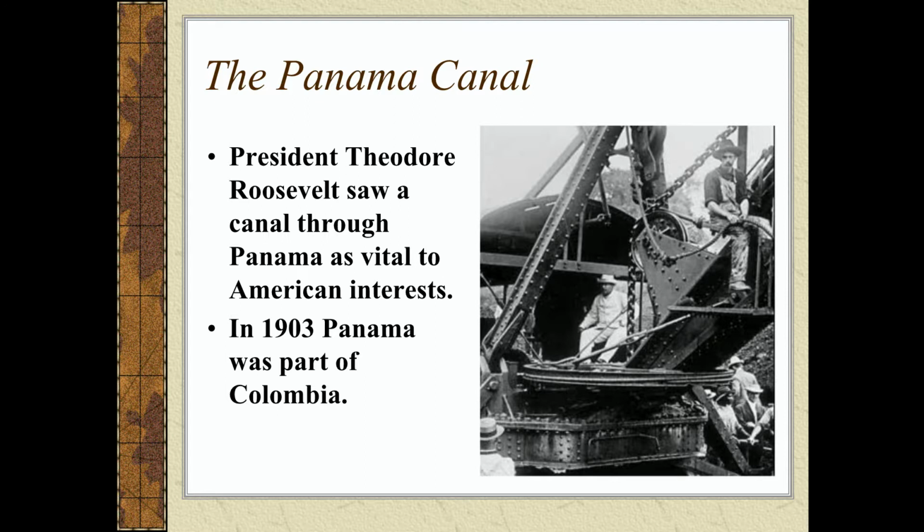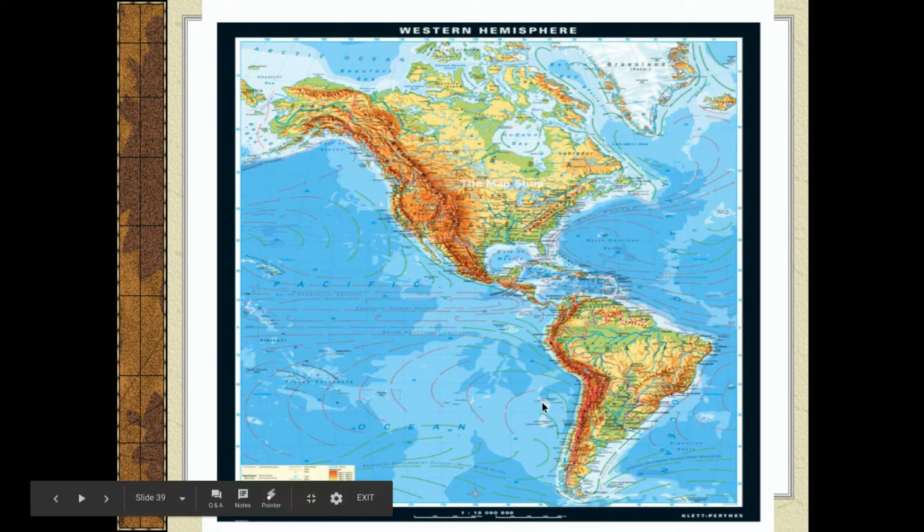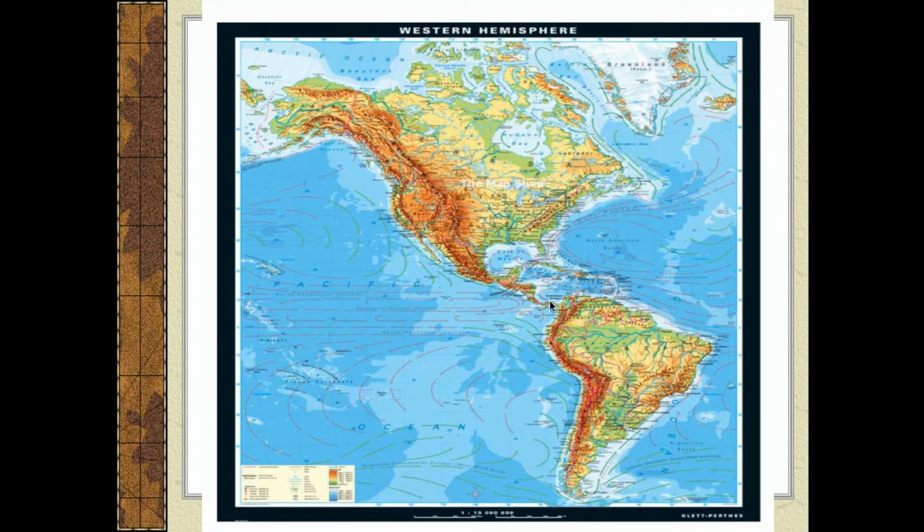In 1903, Panama was part of Colombia. The problem with that was that Colombia did not want to allow the United States to have this canal built. So the United States is going to do something a little underhanded. If you look at this map, you can see Panama is right here, and the only way to get from the Atlantic to the Pacific was to sail all the way around South America and to the other side, which is a pretty long ways. With the Panama Canal, when you cut through, you could go straight through and then into the Pacific Ocean.